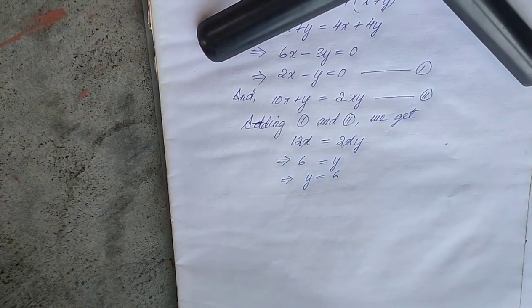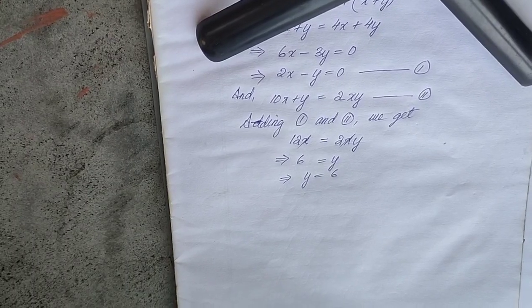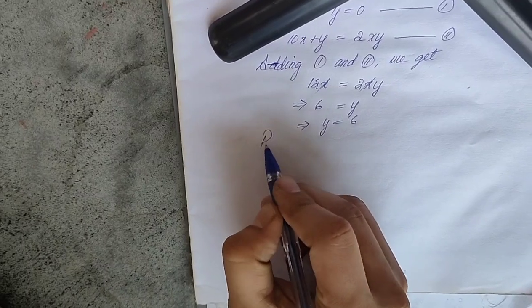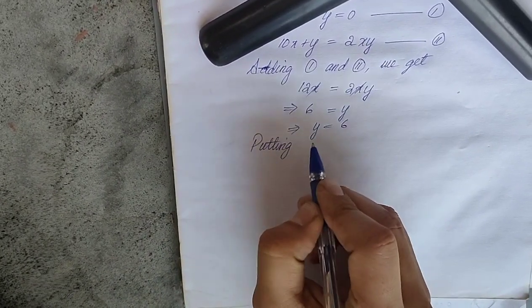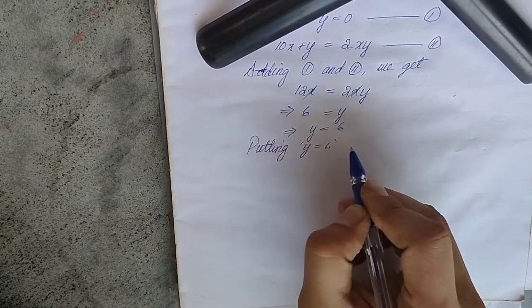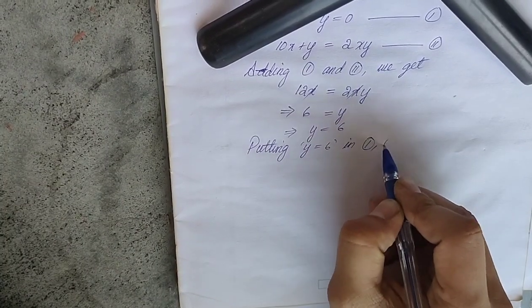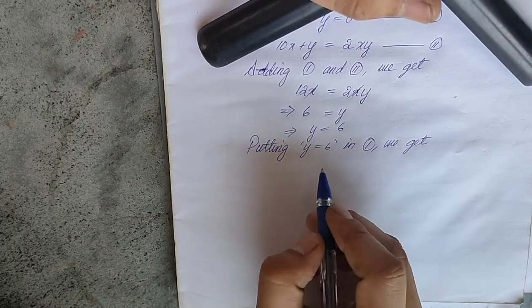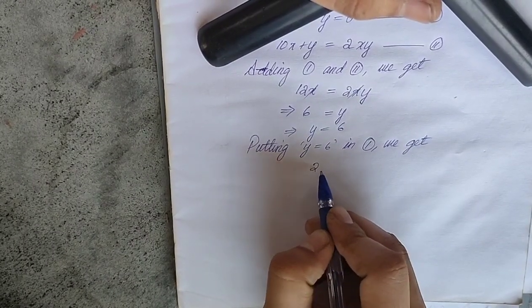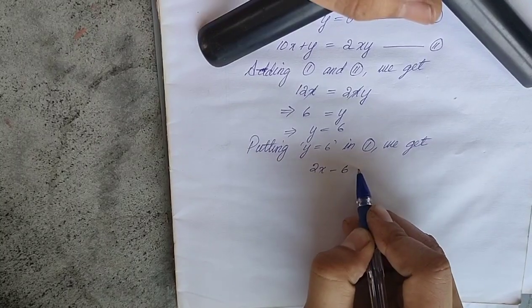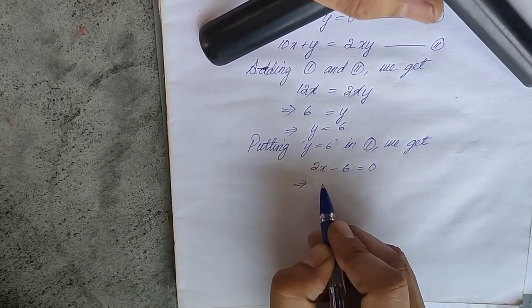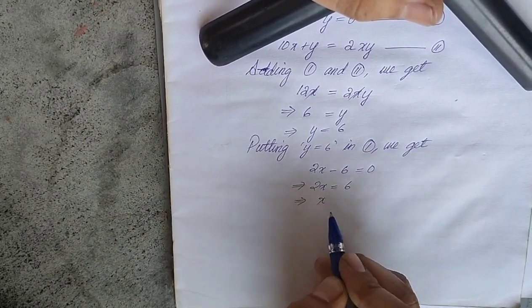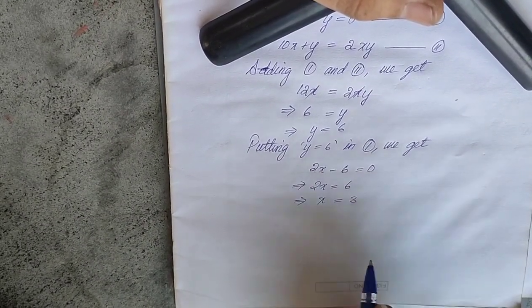Putting y equals 6 in equation 1, we get 2x minus y equals 0, so 2x minus 6 is equal to 0. 2x is equal to 6, so x is equal to 3.